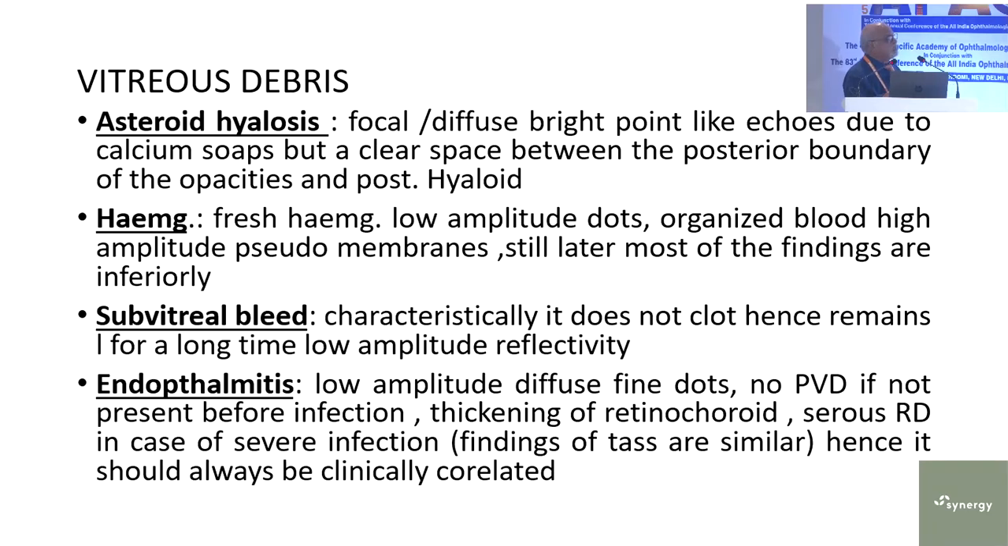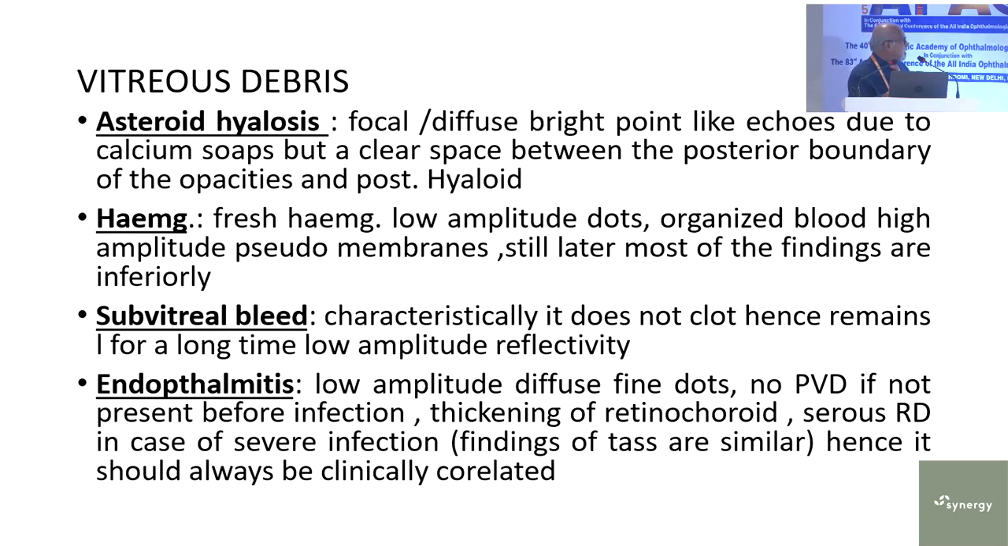Then hemorrhage: a fresh hemorrhage will always give you very, very small, low amplitude echoes. But as the hemorrhage organizes and membranes are produced, you will find that these echoes become much stronger. But here one thing you must remember: one type of hemorrhage, which is retrohyaloid, will never coagulate, and it remains for a longer time and doesn't produce any membrane.